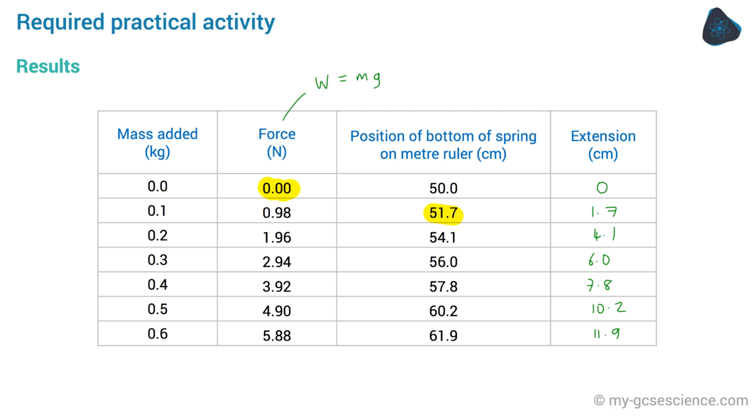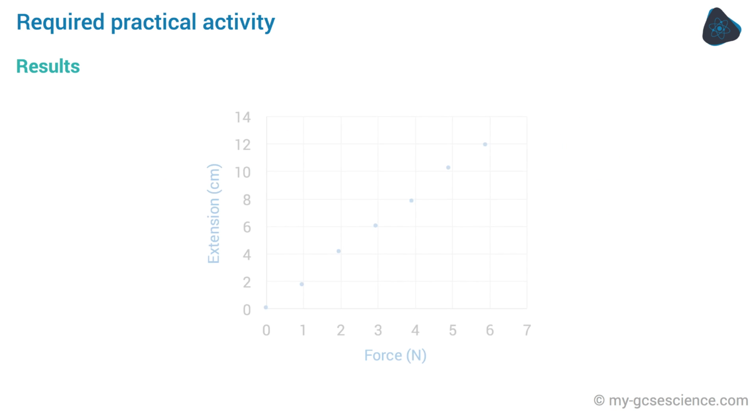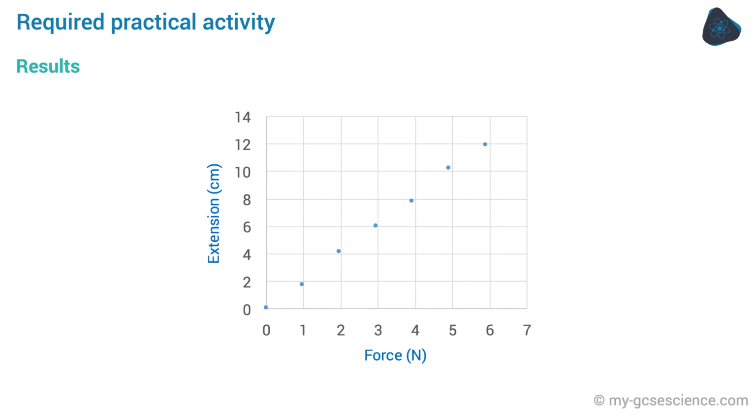The independent variable here is the force, and the dependent variable, the variable that was affected by changing the independent variable, is the extension. This means that a graph of our results should have the force on the x-axis and the extension on the y-axis like this. When we draw a best fit line for this graph, we see that it's a straight line through the origin. The extension of this spring is proportional to the applied force. Its limit of proportionality hasn't yet been reached.